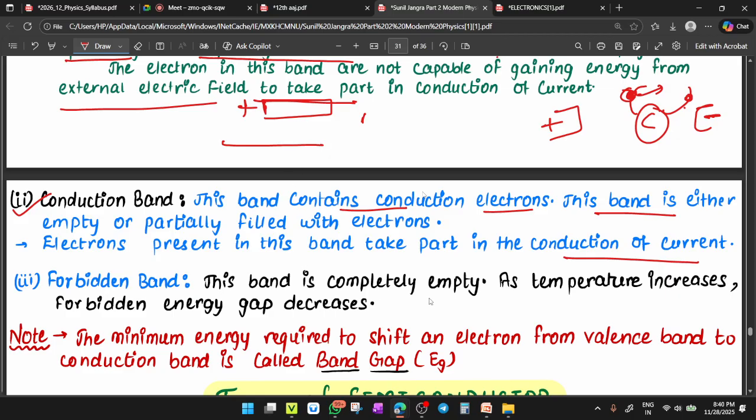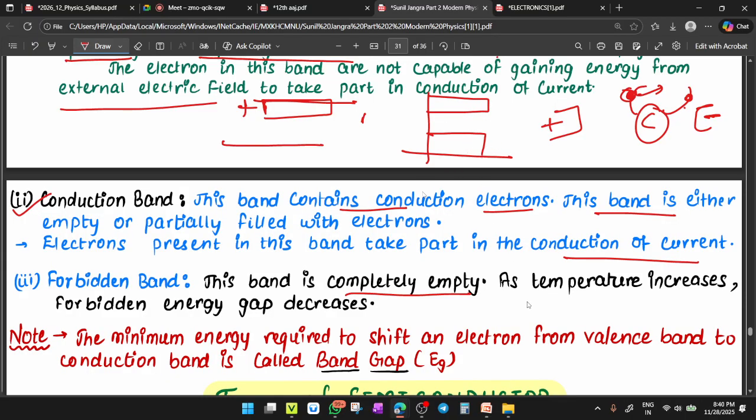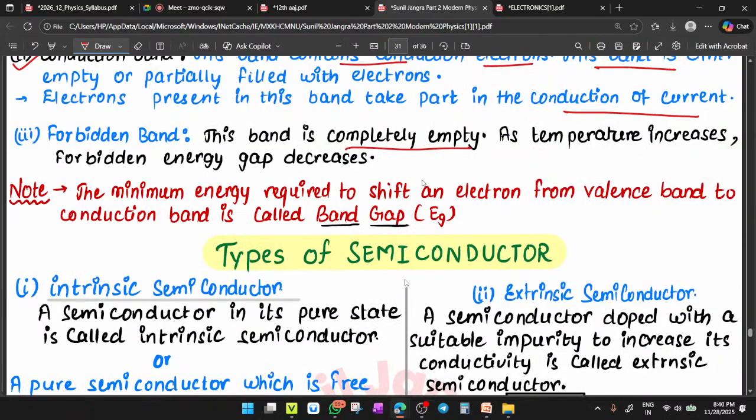Forbidden band. This band is completely empty. Forbidden band means the band between the conduction band and valence band. As temperature increases, the forbidden energy gap decreases. Obviously, when you increase the temperature, the electrons will jump here and the energy gap will decrease. Clear? Note, the minimum energy required to shift an electron from the valence band to the conduction band is called the band gap.